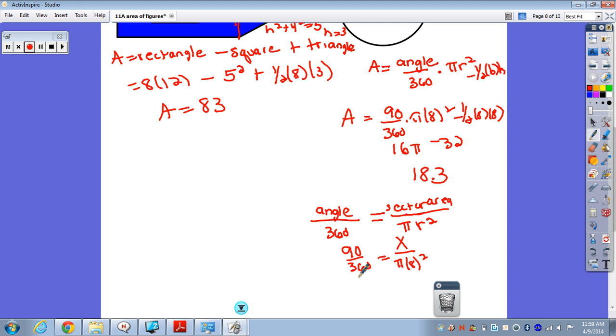So if you cross multiply, you get 5,760 is equal to 360x. And you divide by 360, and you get x to be 16 pi. And there should be a pi here. I lost that. So that's the other way to find the area of the sector, and then you would do the same thing, subtract the area of the triangle.